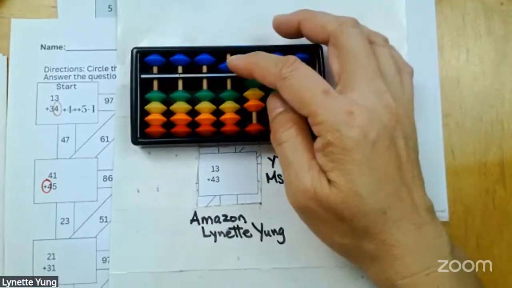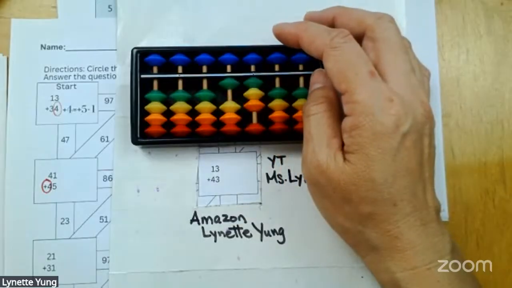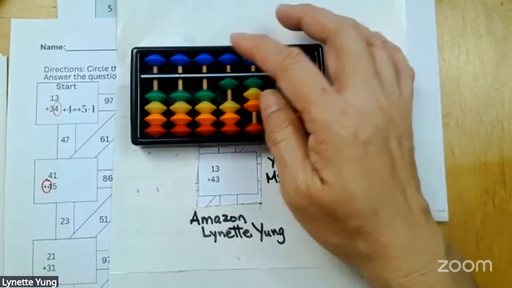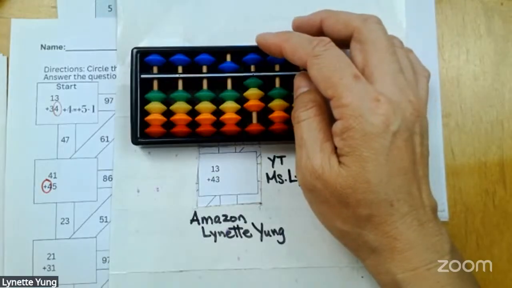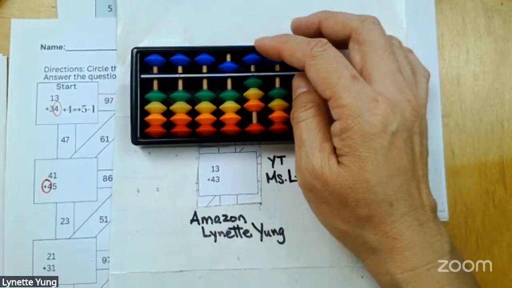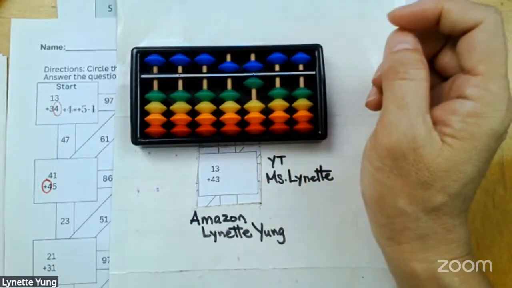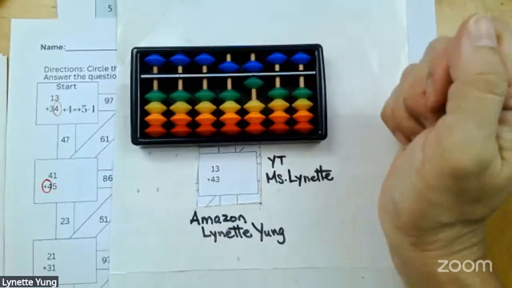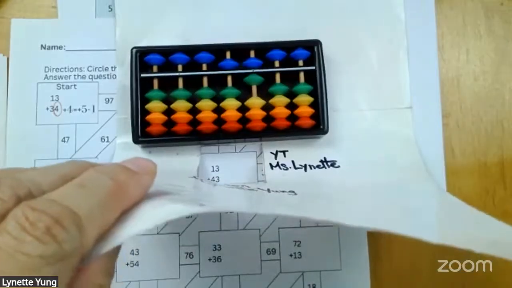So you said 13 plus 43. So what are you going to add first? So plus 40 is plus the 5 minus the 1, and then plus 3 will be just plus the 5 minus the 2 equals 56. Good job. Next. So you have 56. Ready to do the next one?